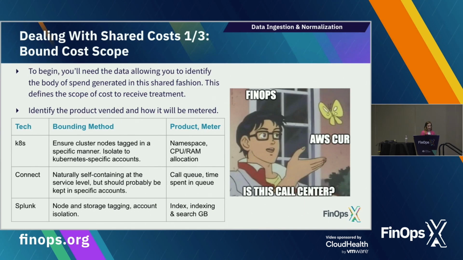Connect is naturally self-isolating in the bill, but we confine it to specific accounts anyways, just to make our lives easier. The product is the call queue, and the meter is the amount of time spent in the call queue. Splunk is a little tricky, but tagging works really well here because most of the costs relate to compute and storage, and those are highly taggable costs. And the product vended was index, and the meter used to measure was the index ingestion and search gigabytes.